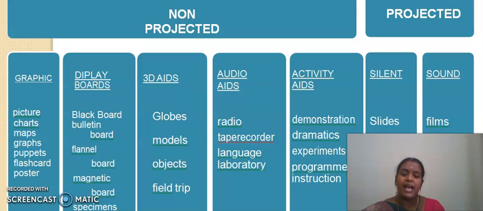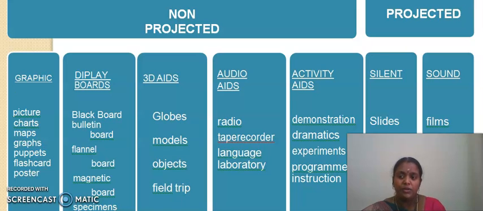Coming to the 3D aids, we have globes, models, objects, and a field trip. In the previous class, I told you that field trip is one of the teaching aids, right? So you can see that. Then audio aids. You can make use of the radio, tape recorder inside your classroom, and you can use the language laboratory also as an aid. Then activity based aids also we are having, that is demonstration. You can give some demonstration, you can make the students involve in drama, then you can allow them to do some experiments, and programmed instruction also can be given to them. So all these will come under the non-projected aids.